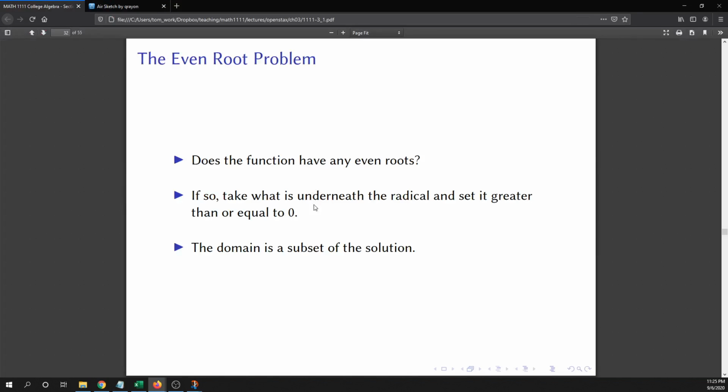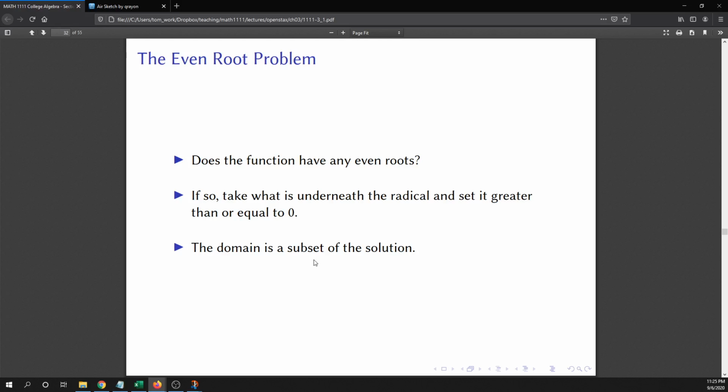All right, so if you do have an even root, what you are going to do is take what's underneath that even root and set it greater than or equal to 0. There's going to be a little twist on that, but we'll see, and you need to solve that out. Once you solve that inequality, your answer from the inequality will be the domain. Again, unless you have some other complications, which we'll look at.